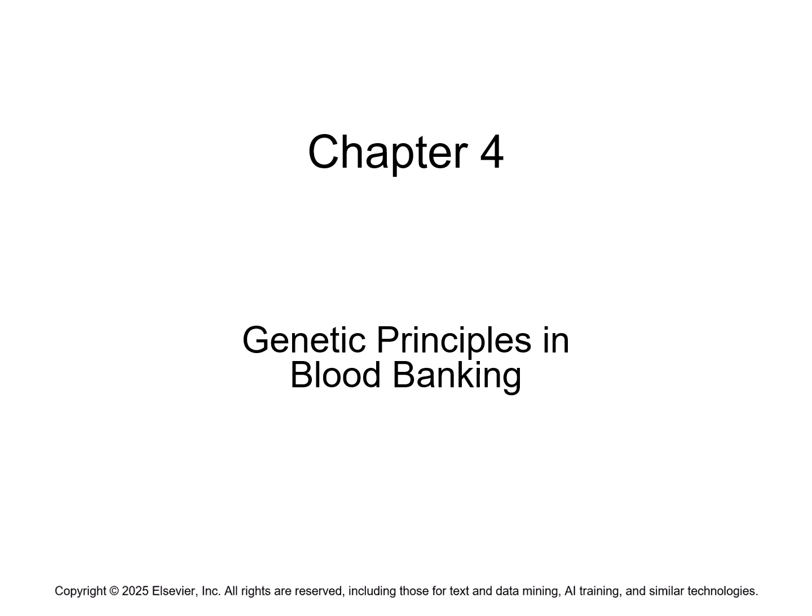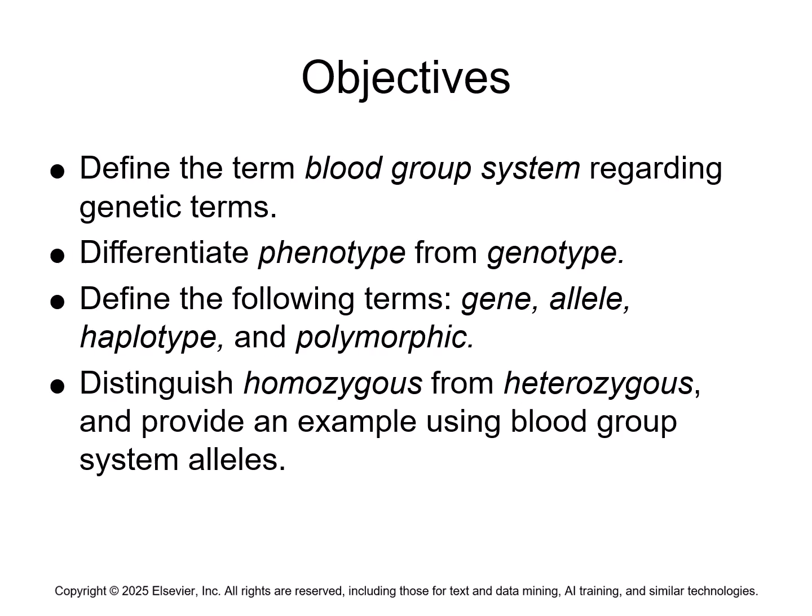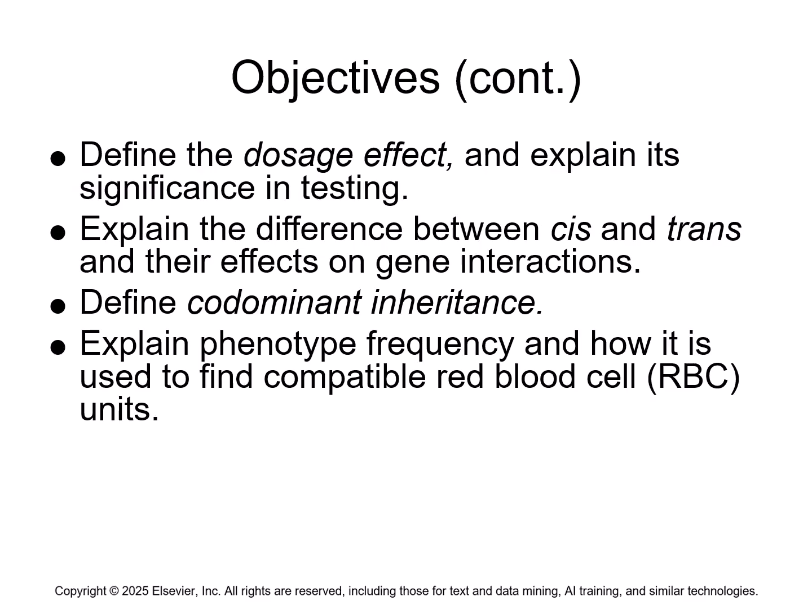Welcome back to Chapter 4. In this chapter, we'll discuss genetic principles in blood banking. These are your objectives. We'll be discussing dosage effect, we'll talk about codominant inheritance, and we'll talk about phenotype frequency and how it's used to find compatible units of red blood cells.